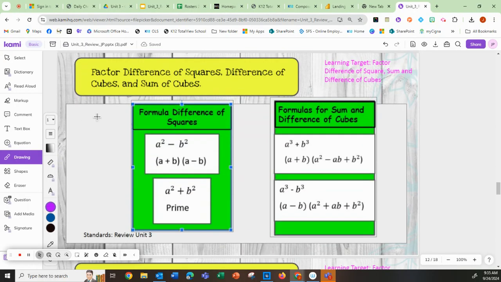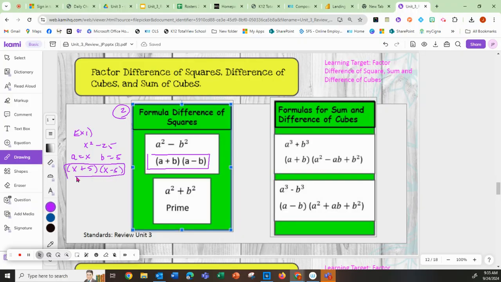We also have factoring the differences of squares, and we use a formula. I love everything on this page because we do have formulas. So for example, if I were factoring x squared minus 25, a would be x because that's the square root of the first term, and b would be 5 because the square root of 25 is 5, and then you just follow the formula. So the factors are going to be a plus b times a minus b.